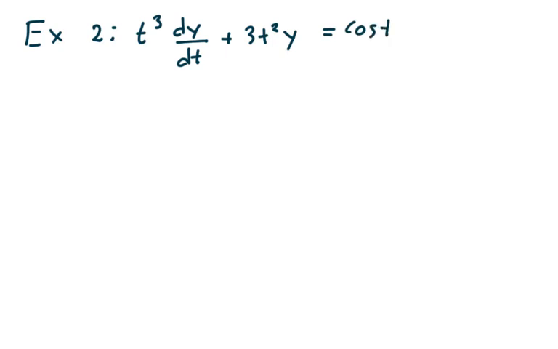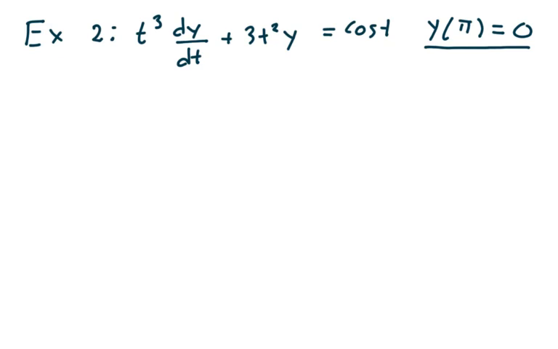Let's take a look at example 2. Suppose I had the following. t cubed times dy dt plus 3t squared y is equal to cosine of t, and y of pi equals 0. So again, I'll show you where this initial condition comes in momentarily.